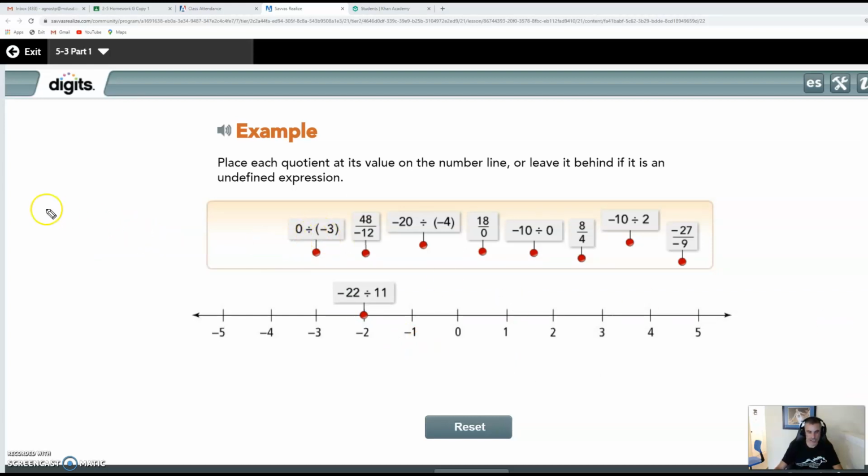0 divided by negative 3. So I have 0 on top, and I'm dividing it by negative 3. 0 divided by anything is 0, and 0 doesn't have a sign. It's neither positive nor negative. So this one goes right here at 0.